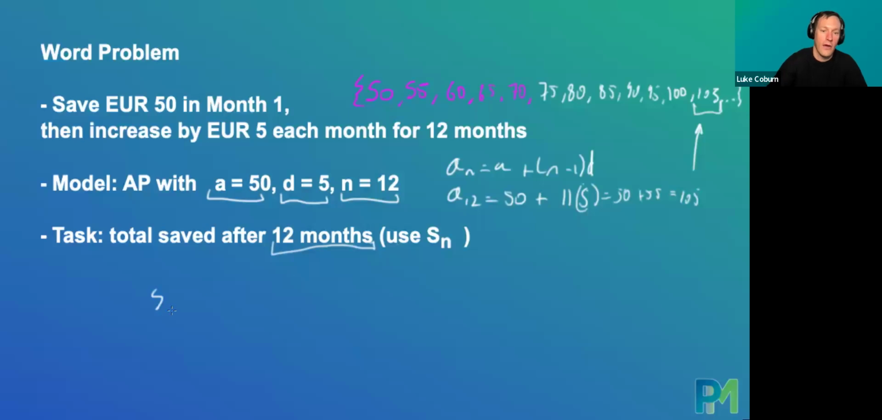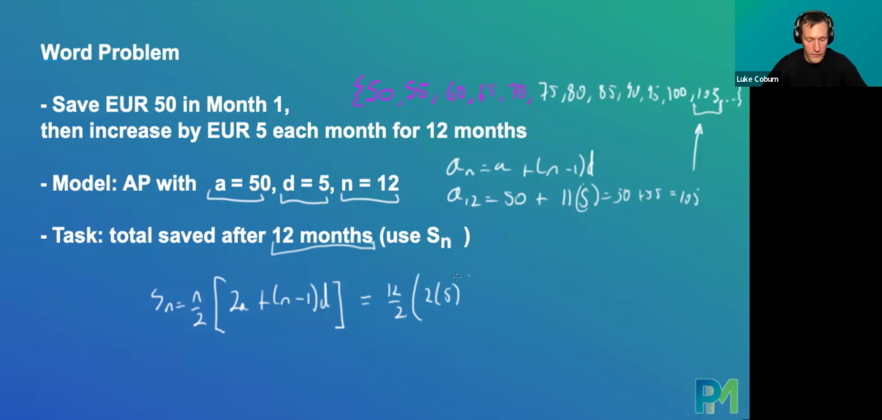And then S_n is going to be equal to n over 2, then [2a plus (n minus 1) times d]. If you're wondering why I'm using square brackets now all of a sudden, it's because when you have round brackets followed by round brackets, it can be hard to tell which bracket belongs to which. So this is n over 2, which is 12 over 2, and then 2 times 50 plus (12 minus 1) times 5. And you just work it out then. Okay, so let's move on because I want to get on to proof by induction.